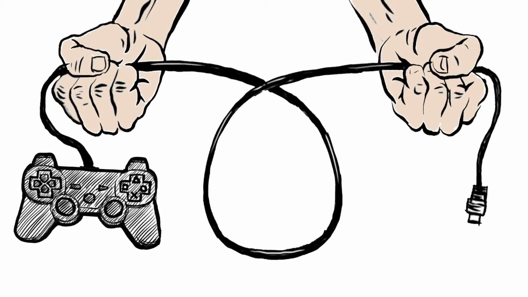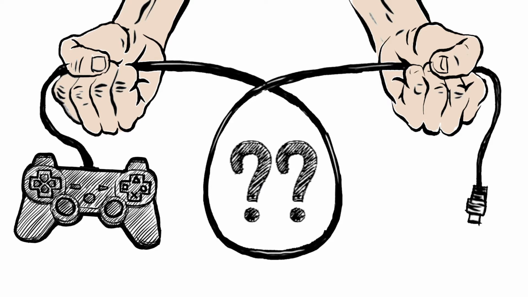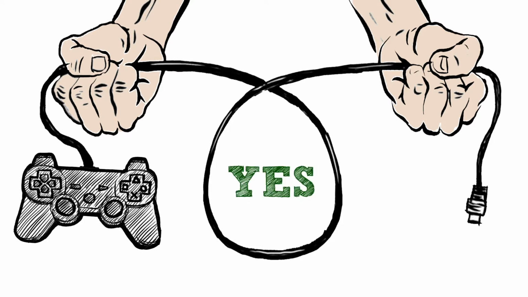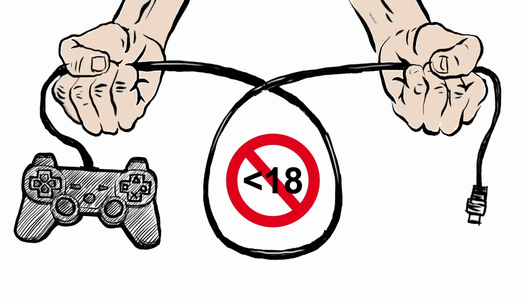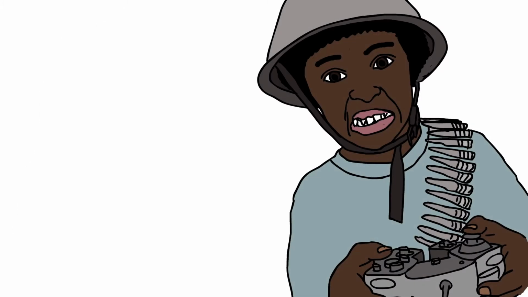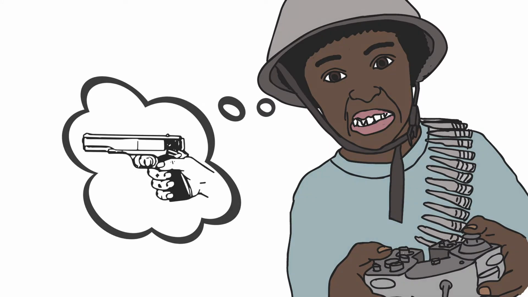It's easy to say that there is a link between violent behavior and playing violent video games, but does the research prove it? Yes, many studies have found all kinds of negative effects when people under the age of 18 play violent video games. These games do influence the attitudes and behaviors of the people who play them.